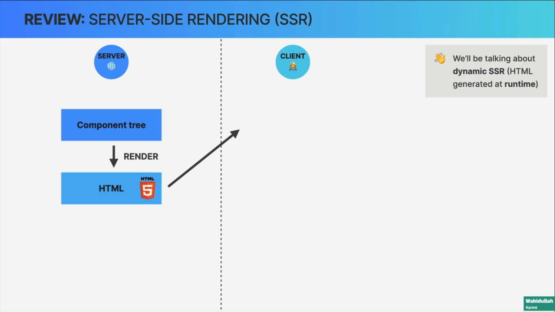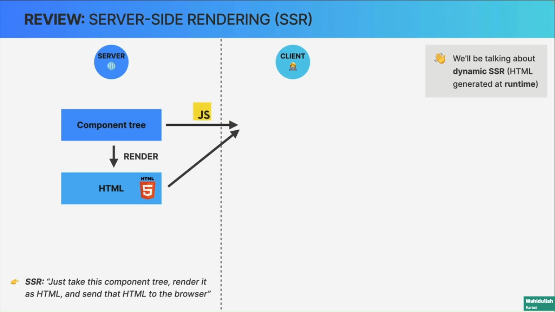So, in essence, we can say that SSR means just take this React component tree, render it as HTML, and send that HTML to the browser. Now, besides that HTML, the React bundle, which contains React itself plus the component tree, will also need to be sent to the browser so that the HTML can then be hydrated. And remember how hydration simply means adding back the interactivity to the HTML, so that in the end, we have not just a plain static website, but actually an interactive React app.